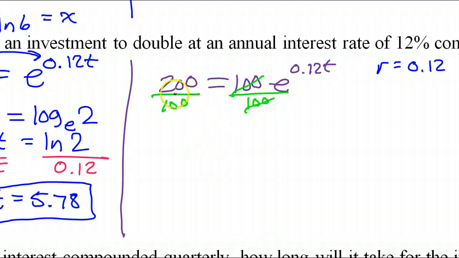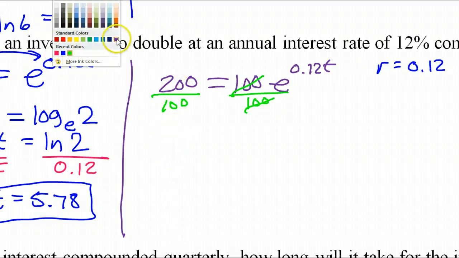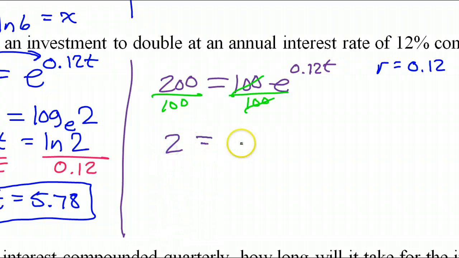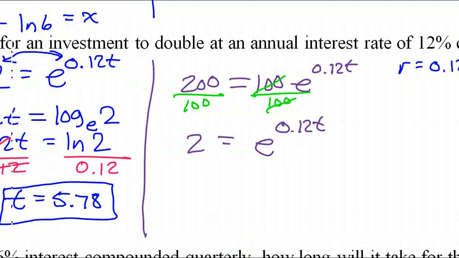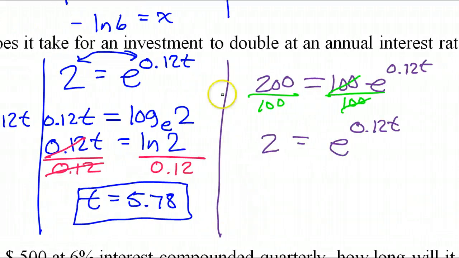Well then look what happens. 200 divided by 100 is 2. So we get 2 equals e to the 0.12 t power. Now, does that look familiar? So you don't have to do the P thing. If you want to, you can just pick a value and try it out, and you'll get the same answer.